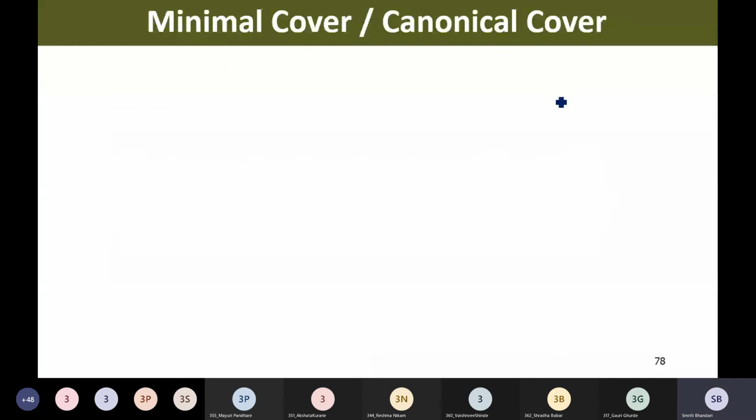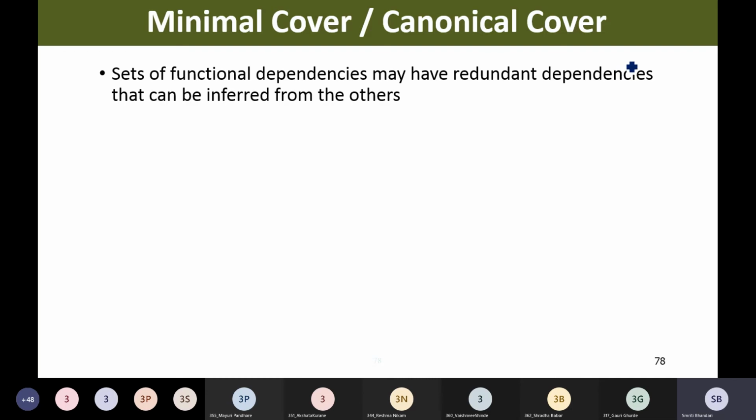Fine. So now I'm going to introduce one concept, known as canonical cover or minimal cover, and then we'll conclude our session. The detailed discussion of canonical cover can be presented in the next session. So what is minimal cover and what is the need of having it? Many times the sets of functional dependencies that are provided in F have redundant dependencies, those that can be inferred from other dependencies.